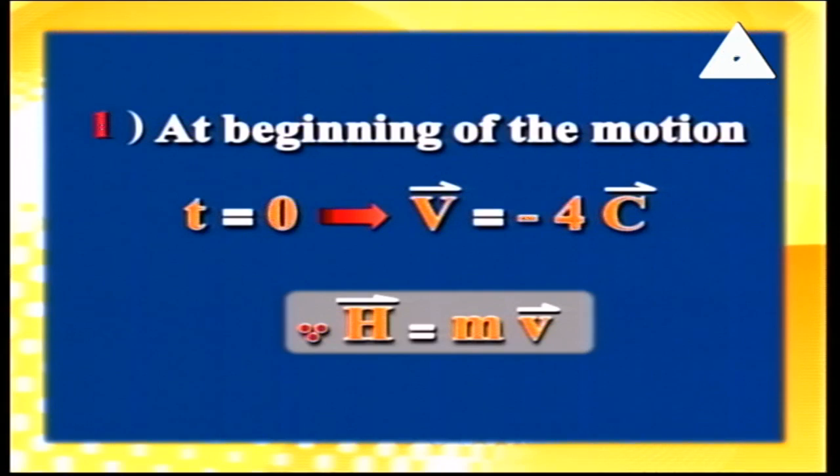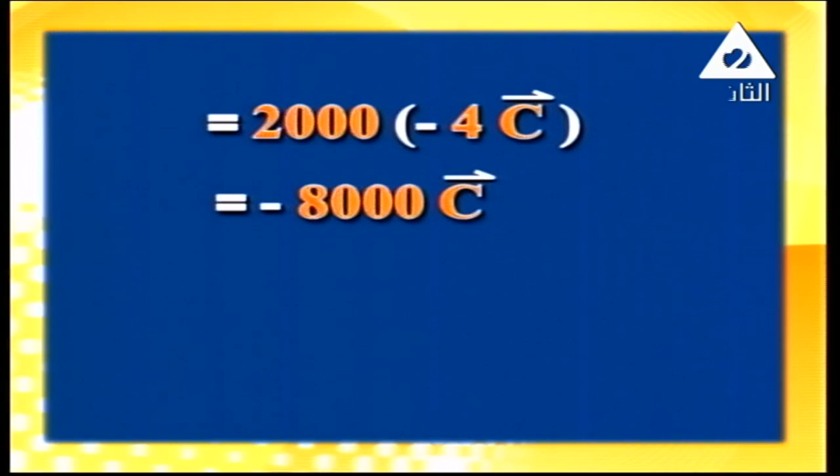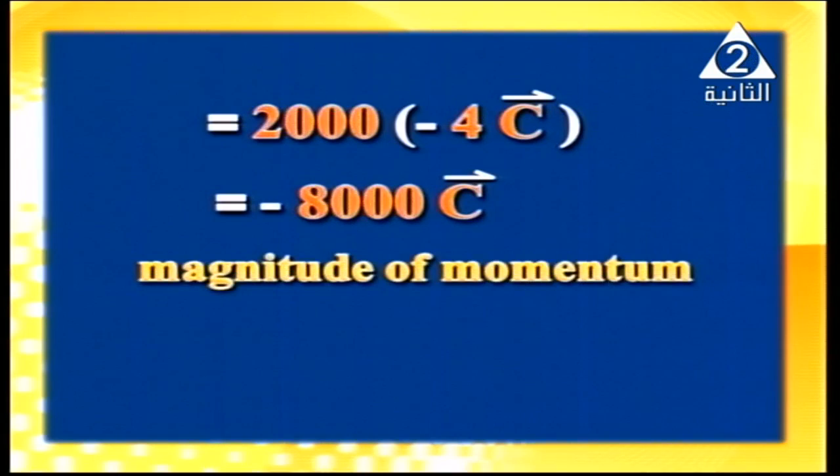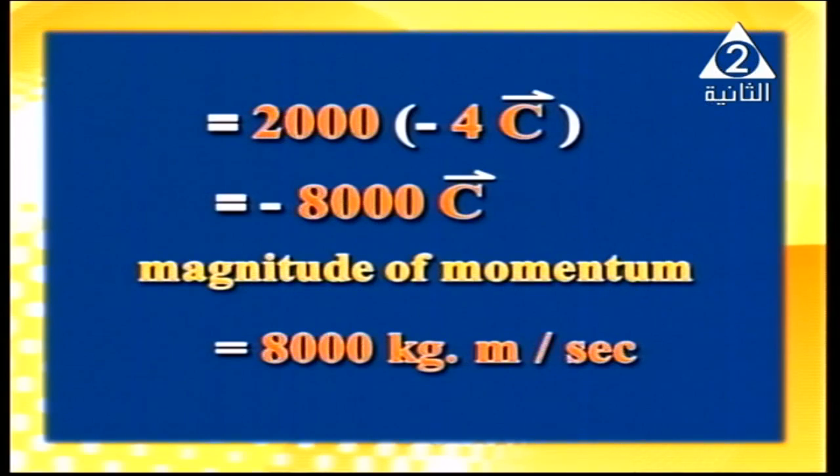Therefore, we deduce that H equals m v. H, the momentum, equals m v. Here m equals 2 tons, and 2 tons equals 2000 kilogram. 2000 times negative 4 equals negative 8000 c vector. But the magnitude of momentum equals what? 8000 kilogram meter per second.